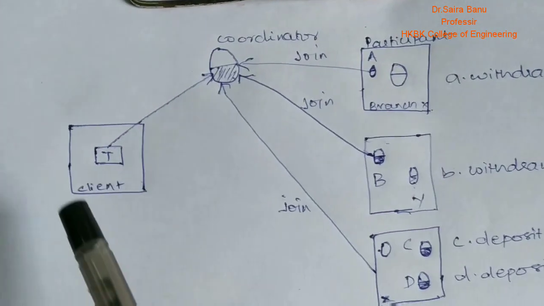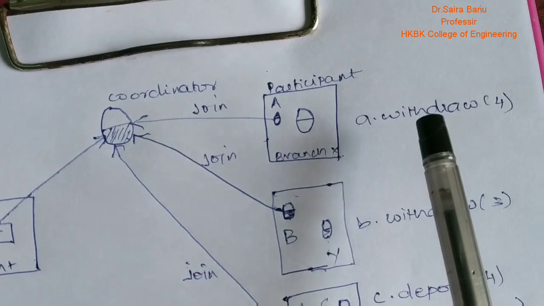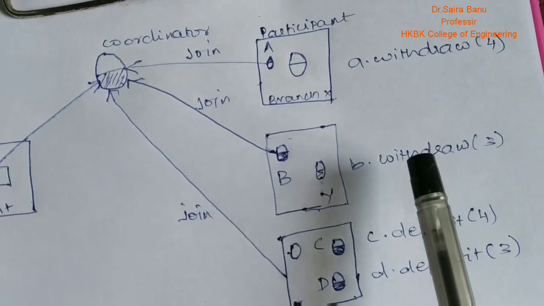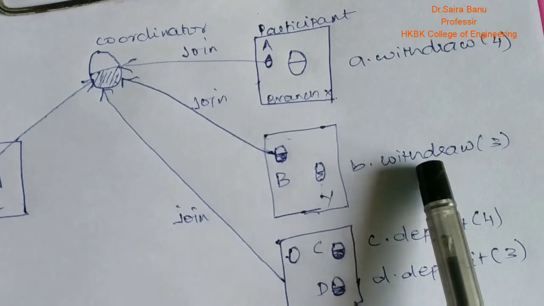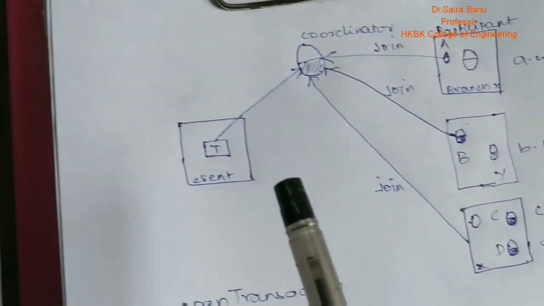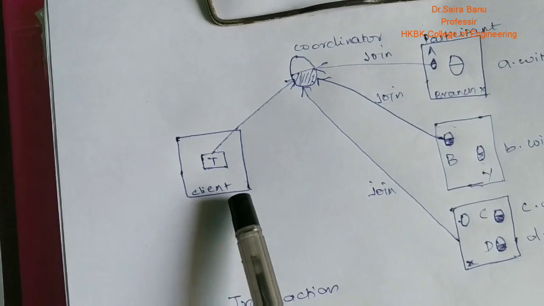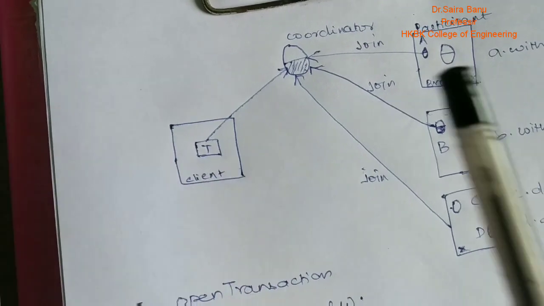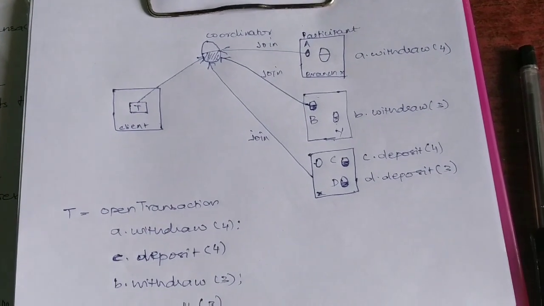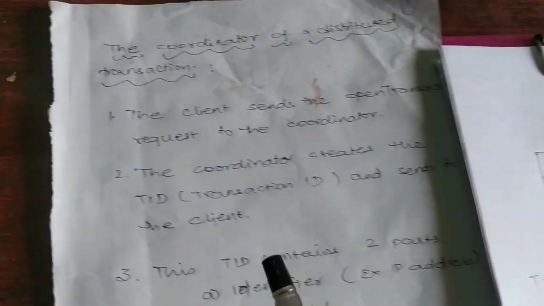In this diagram, account A is going to deposit $4 to account C and account B is going to deposit $3 to account D. Now, when a client invokes a transaction, it first starts a transaction. Now, we see the steps, then we come back to the diagram again.